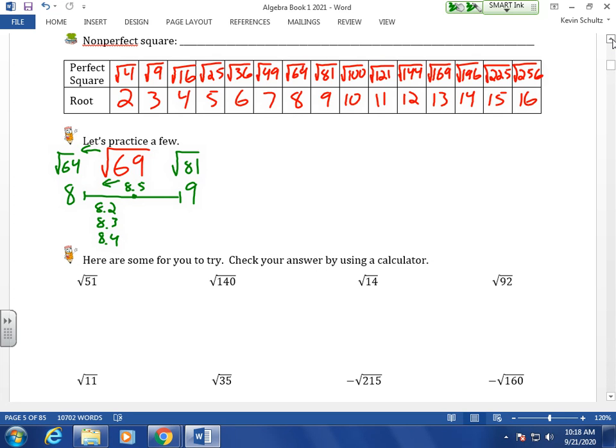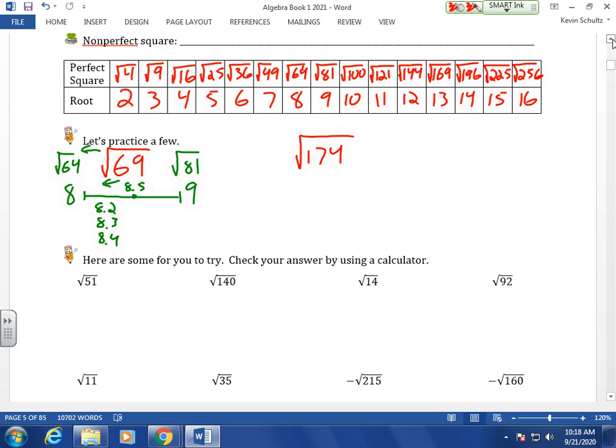174. 174. Oops, hold on. Put that in the red spot. I want it to be in the green spot. What did you say? 174? Yeah, okay. 174. Not a perfect square.